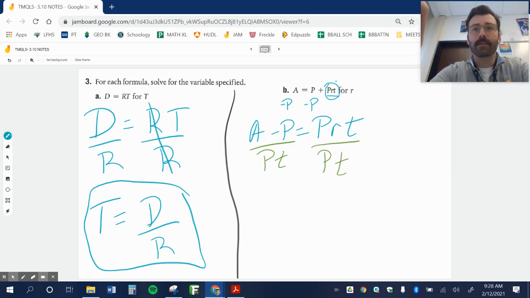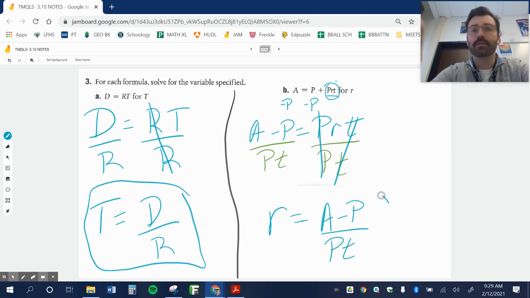So I'll get, these all will cancel out, and I'll get R equals (A minus P) over PT. And that's it. R is by itself. We did our job.